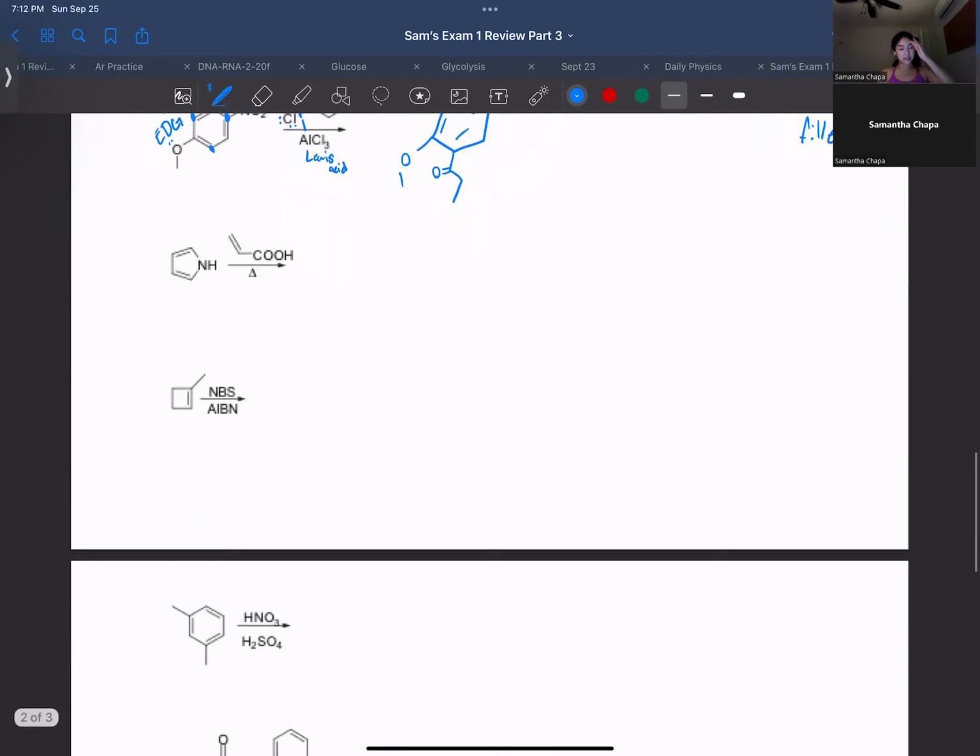Then the next one, we have a Diels-Alder. It's a closed ring, so we know that we're going to have that weird bridged compound. Here, it's not asking for the mechanism, but I think it's really helpful to do the mechanism for Diels-Alder, just so that you don't misplace any of the substituents or drop any carbons or things like that.